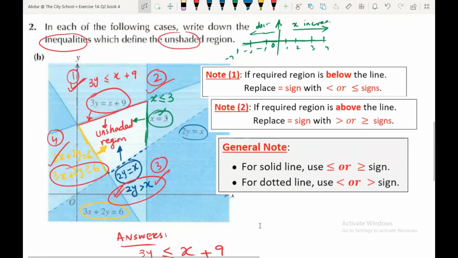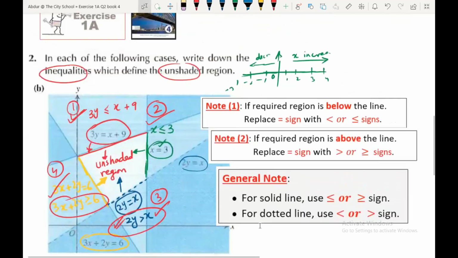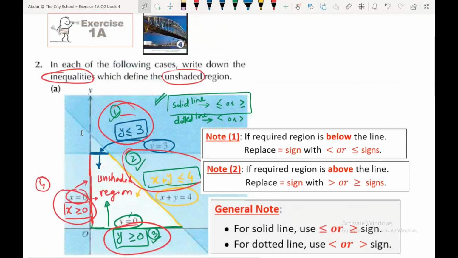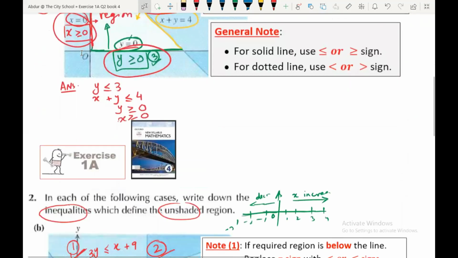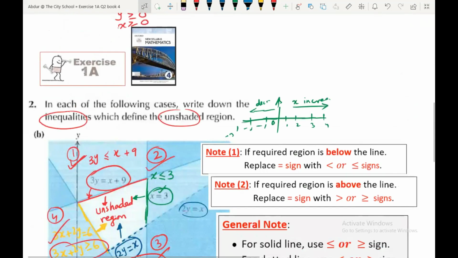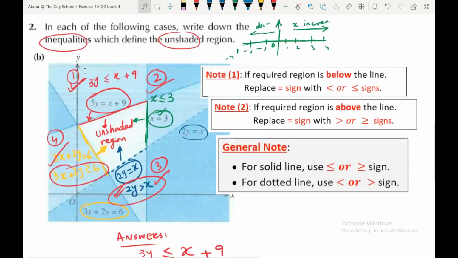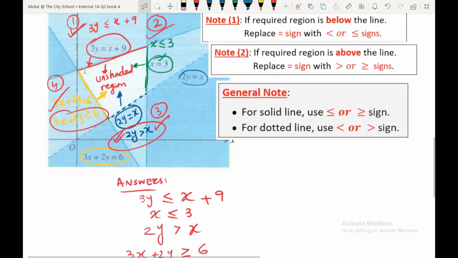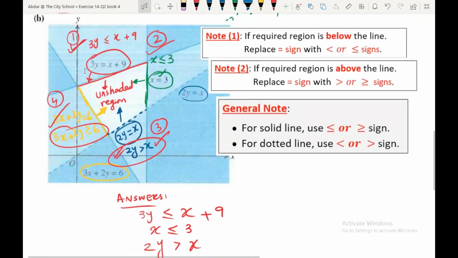In this video, I have explained how to attempt question number 2, part A and part B of exercise number 1A, book 4. In the next video, I'm going to explain how to attempt question number 2, part C and part D. But you should know all the notes. Note number 1, note number 2, and the general note. You have to learn all the notes for this question.